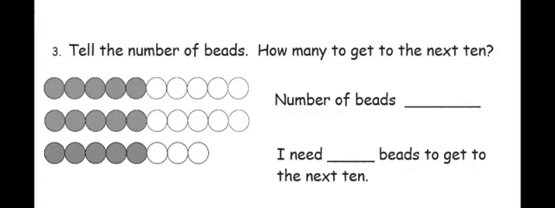Next, we'll look at our two-digit number and determine how many we need to get to that next 10. In this example, the directions say tell the number of beads and how many to get to the next 10. So I have a Rekenrek picture here, and we know that each row on the Rekenrek represents 10 beads. So we have 10, 20, 28 beads. So we have 28 total.